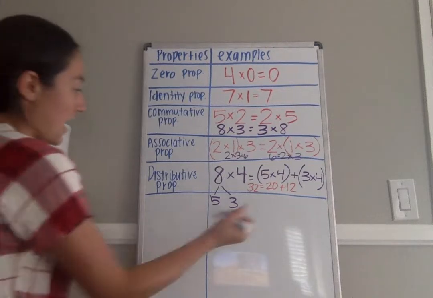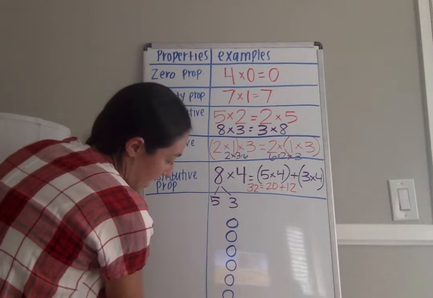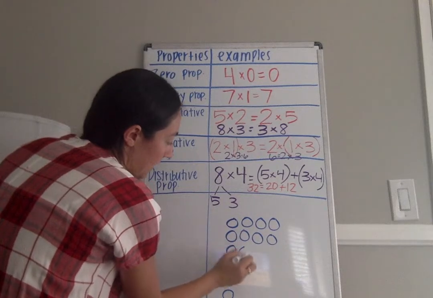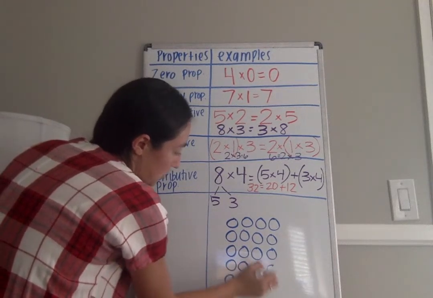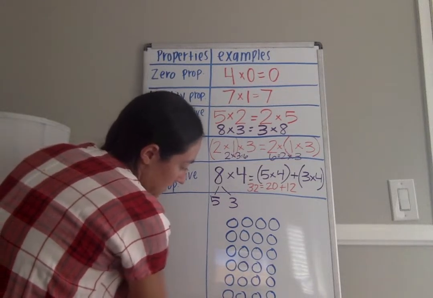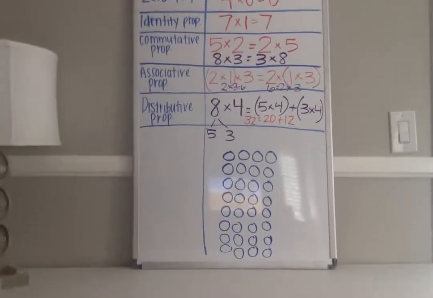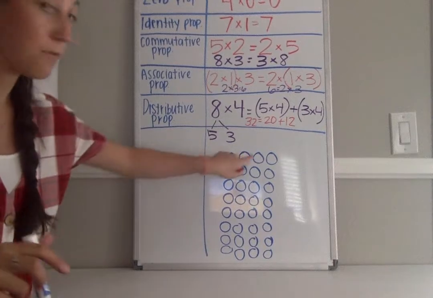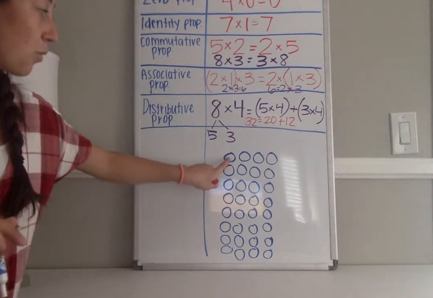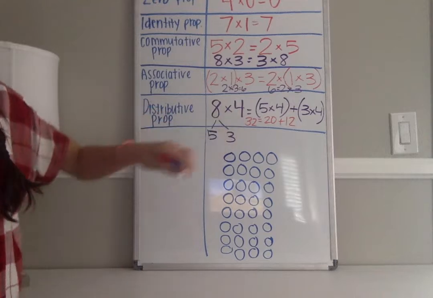That might help us visualize it. So if I had 1, 2, 3, 4, 5, 6, 7, 8, and then 4 going across in each, instead of counting each one of these dots, so again I have 8 going down, 4 going across, 1, 2, 3, 4, 5, 6, 7, 8, 1, 2, 3, 4. So this picture right here matches my original 8 times 4.